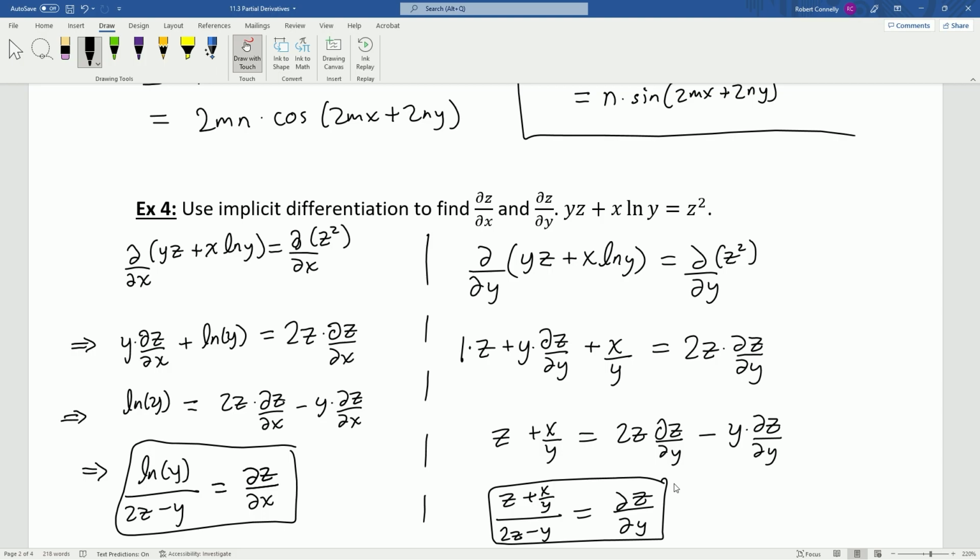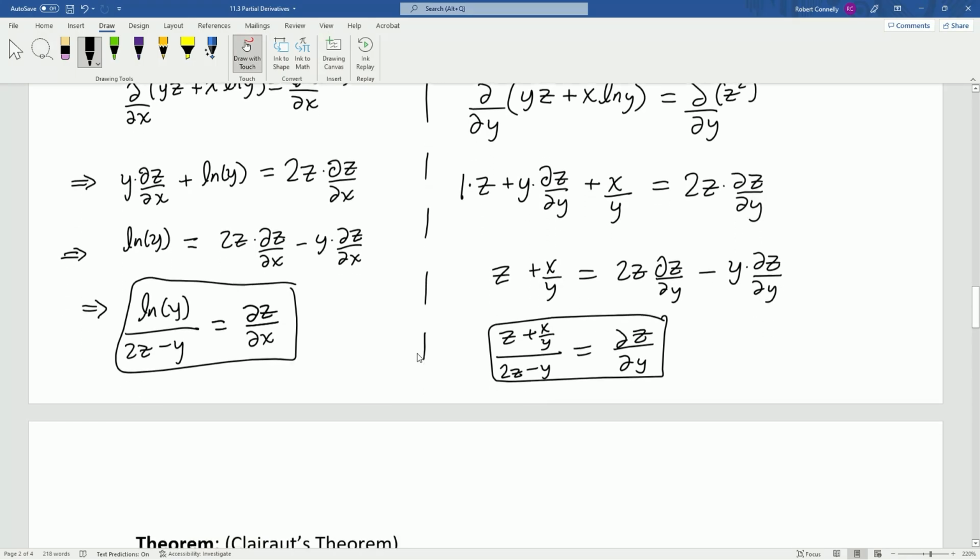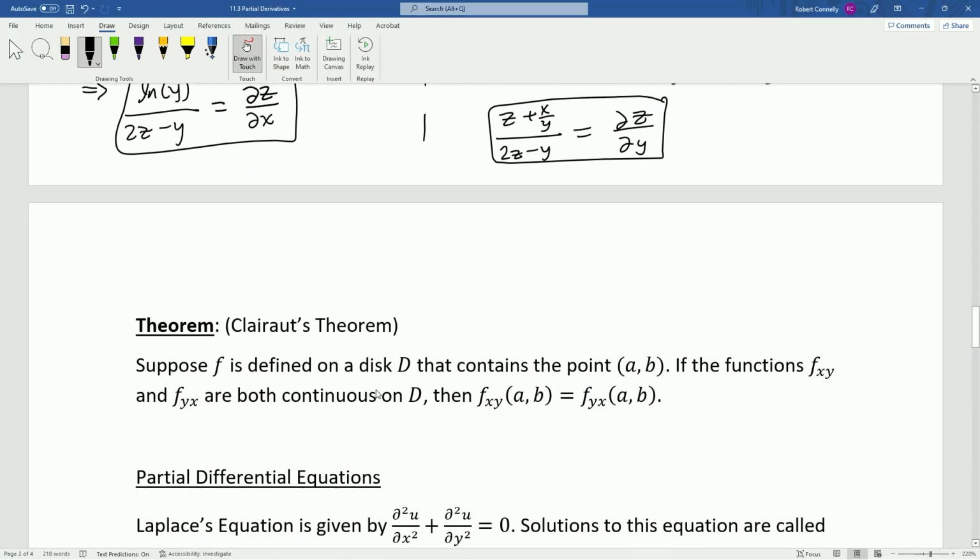Okay, so hopefully that wasn't too bad there. Let's go ahead and move on to a theorem.